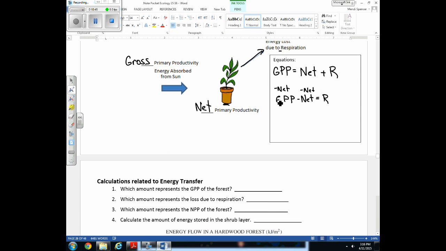So if you want to solve for net, then you can subtract respiration from both sides. So gross primary productivity, you subtract respiration, then you can calculate the net.